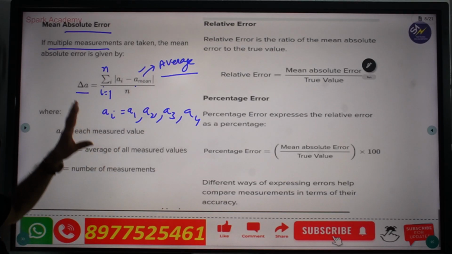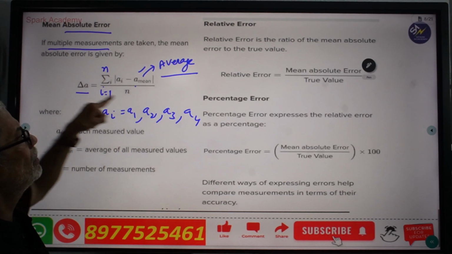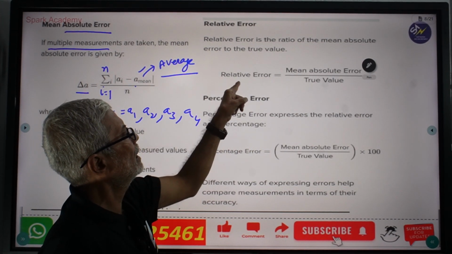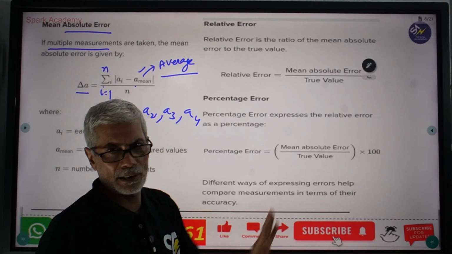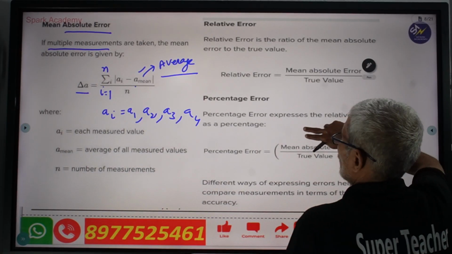Okay. Then relative error is nothing but the mean absolute error divided by the true value, and percentage error is that multiplied by 100. So let us find out with the help of some example.